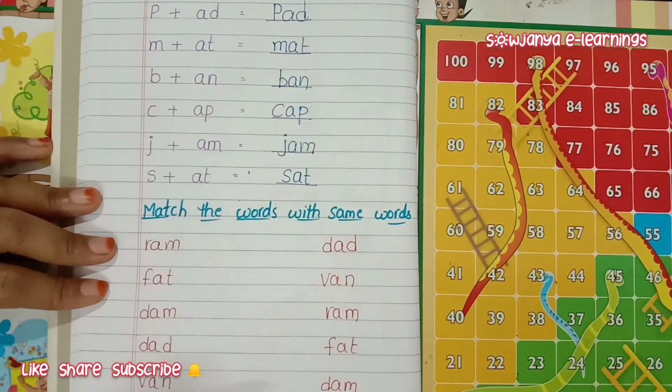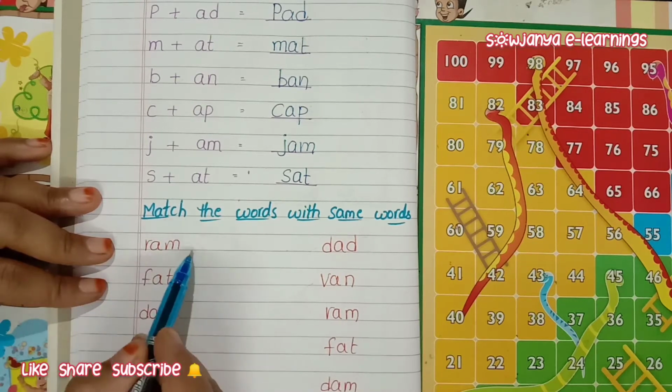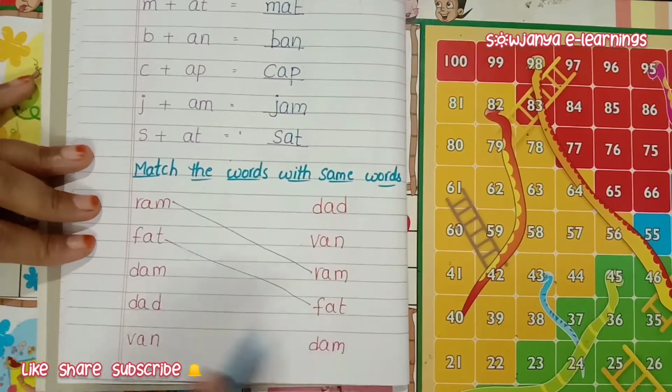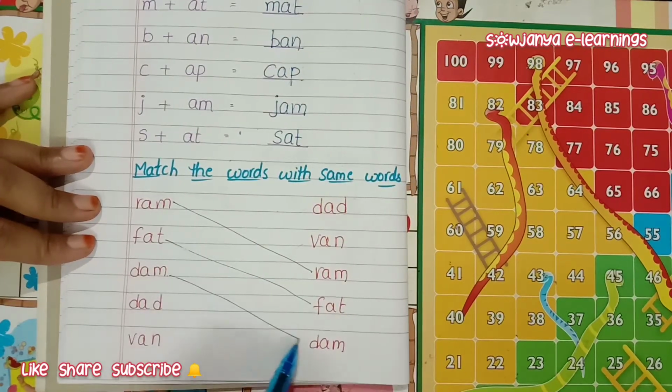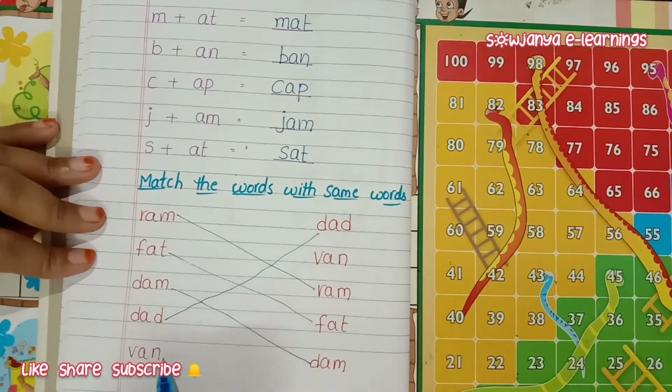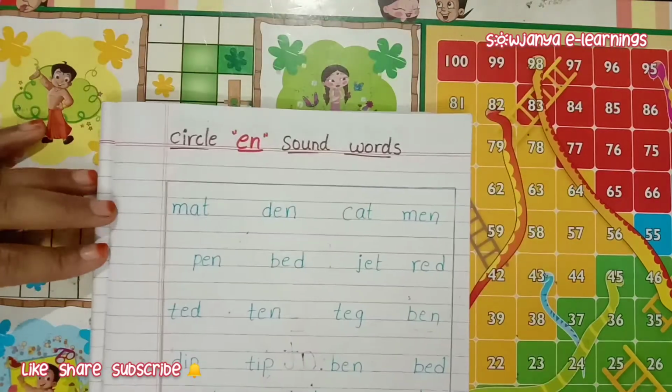Next, match the words with the same words. Here I have given some words. So we have to match the words with the same words. Ram, same. We have to match with the ram. Fat, fat. Dam, dam. Dad, dad. Van, van.